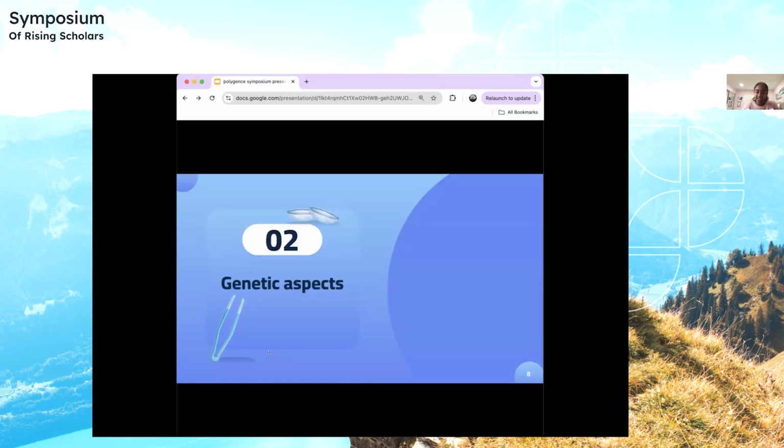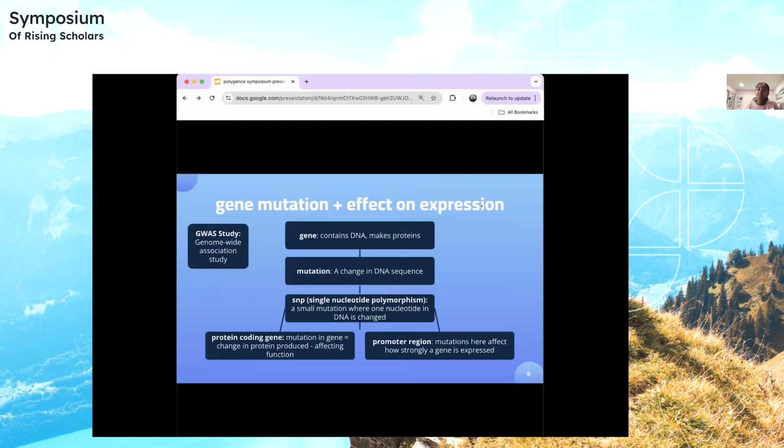So starting off with genetic aspects, I think it's important to highlight how a gene is actually mutated and its effect on the expression of the gene. As we all know from our freshman year biology classes, a gene is just a structure that contains DNA and codes for proteins. And a mutation is a change in a DNA sequence. More specifically, an SNP, a single nucleotide polymorphism, is a small mutation where one nucleotide in the DNA is changed.